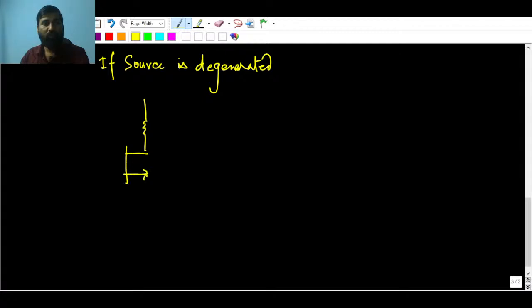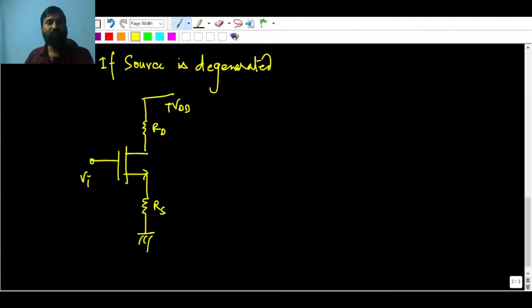This is common source only, because you are applying input at the gate and taking output at the drain, and the common terminal is always the source. So this is going to be your RS now, and this is RD, and this is your VDD. After all, we will make it ground when we calculate. This is VI. Now again you can make this ground. All DC should be made 0, connected to ground.